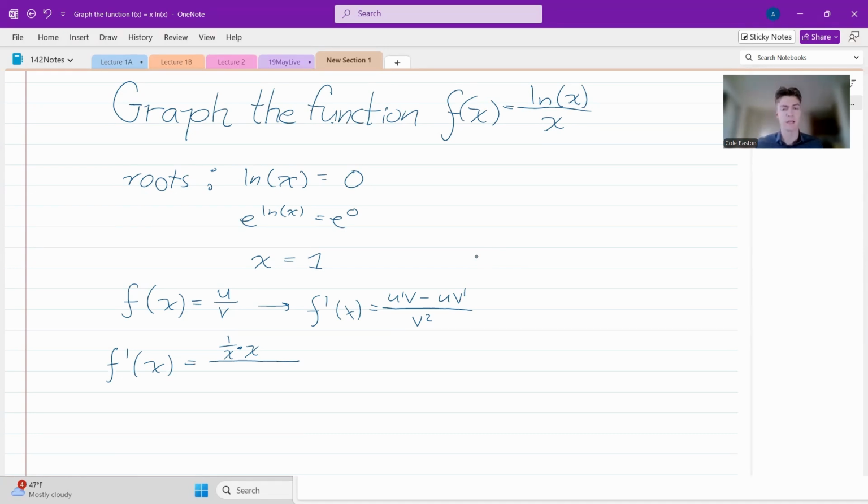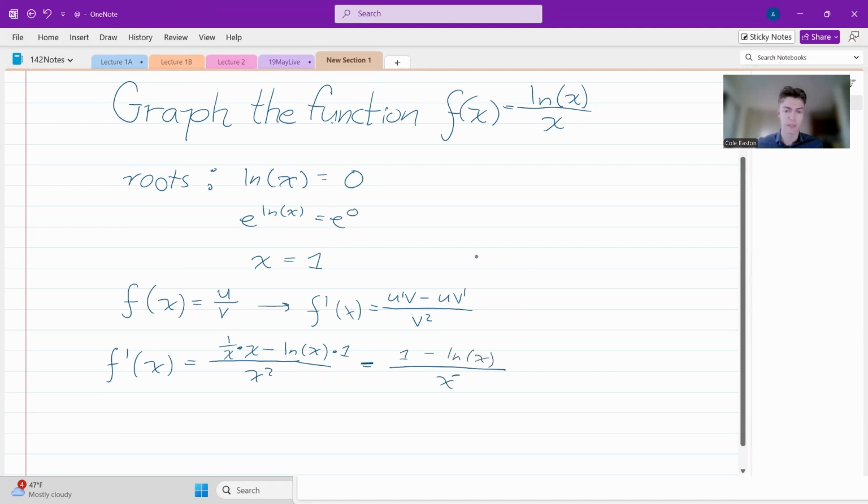Some people like to say low d high minus high d low. So d meaning derivative, and high meaning top, low meaning bottom. Okay, so minus uv prime. So u is ln of x, and the derivative of the bottom, the derivative of x, is just 1, and then over the bottom squared. So we have this. So that's 1 over x times x. That gives us 1. 1 minus ln of x over x squared.